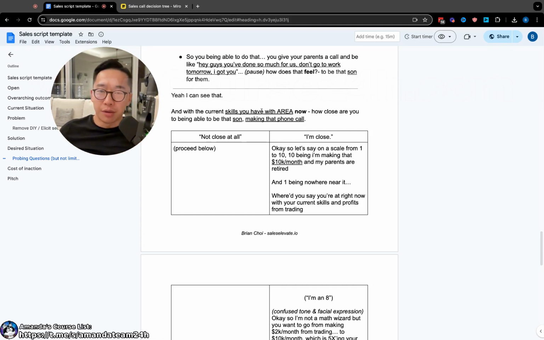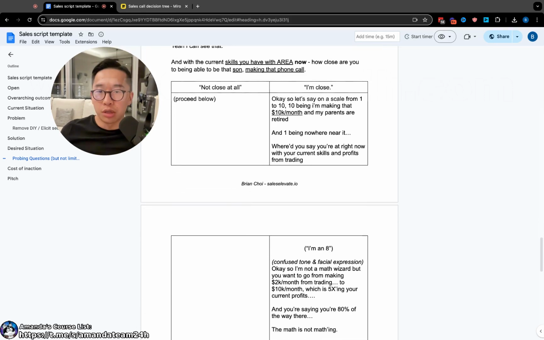Okay, so as an example, with the current skills you have with Airbnb now, how close are you to being able to be that son, retiring your parents, making that call? With the current skills you have with approaching women now, how close are you to being able to be that guy, feeling confident? And with the current strategies, skills and accountability you have in place now, how close are you to being able to be that grandfather, losing that weight and walking your granddaughter down the aisle? With the current lead generation strategy you have in place now, you get the point, right? So with the offer, you just plug that in.